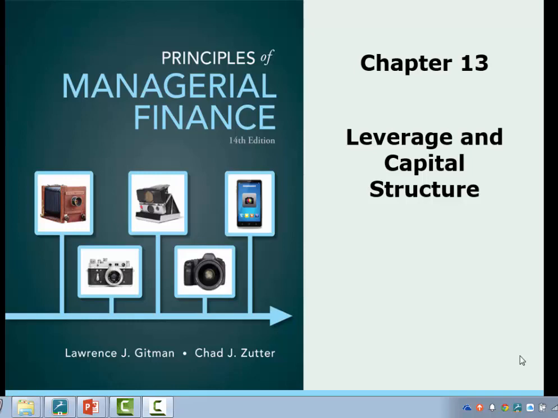Okay, Chapter 13, we're going to take a deeper look at financing. We're going to try to explore what it is that managers think about when they are trying to decide where to get their money. Should they get money from creditors or should they get money from owners?